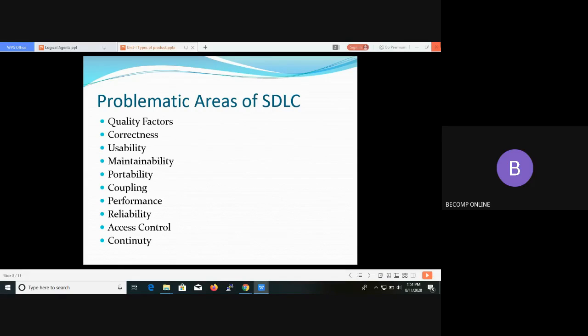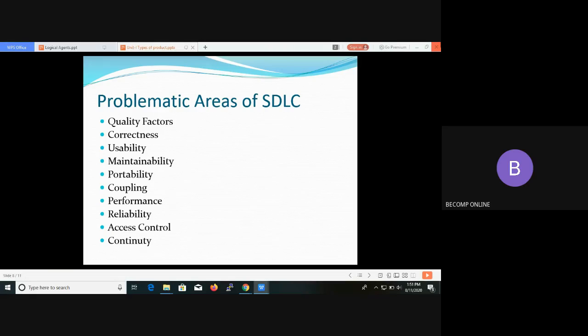Access control means protection of the system resources from misuse, destruction, and modification. So we require access control. Continuity means availability of essential procedures, methods, and backup information for recovering data, systems, and operations. So these are some of the quality factors listed out. There are more than these, but it is sufficient if you mention four or five of them.